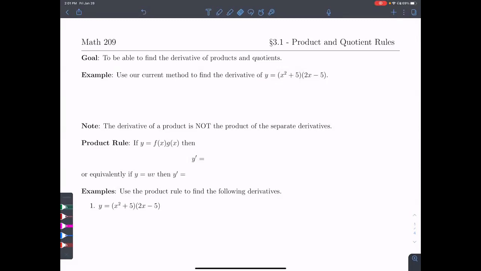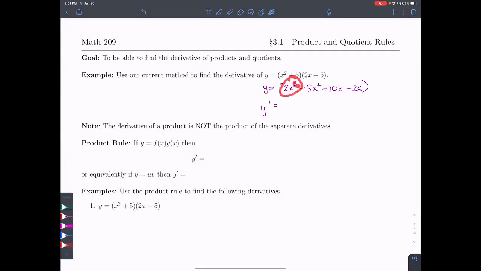to take the derivative, we would FOIL first. So first would be 2x cubed, outer minus 5x squared, inner would be 10x. And then last would be minus 25. And then to take that derivative, you would do the power rule several times.